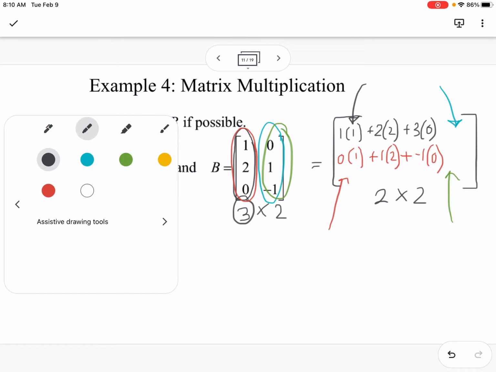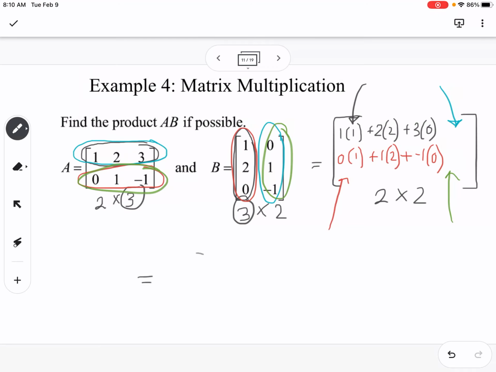Okay, so then we simplify, and we're going to end up with 1 plus 4, so that first term would be 5. Down here it would be 2. Then we would have negative 1 and 2. So you can see our 2 by 3 multiplied by our 3 by 2 ended up as a 2 by 2.